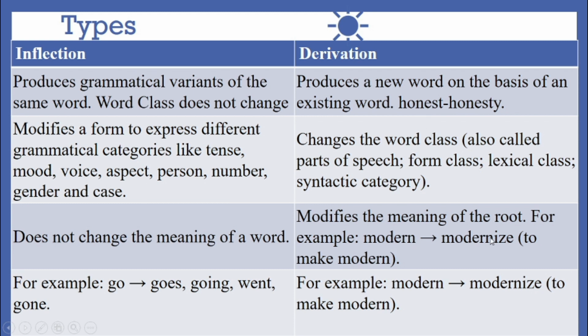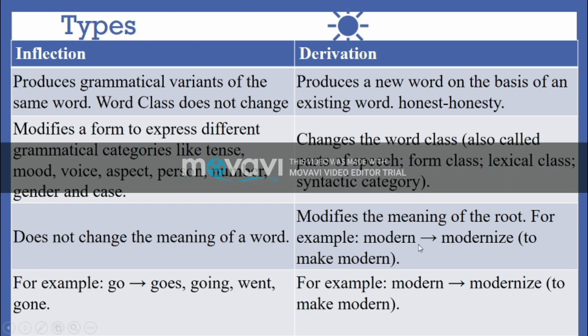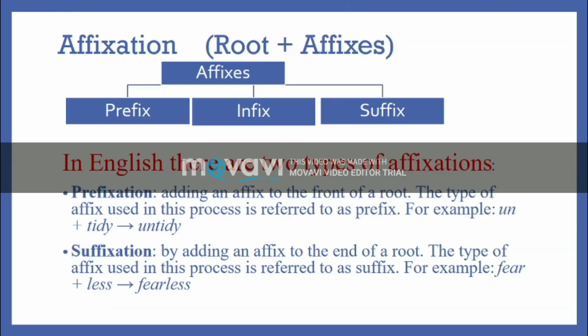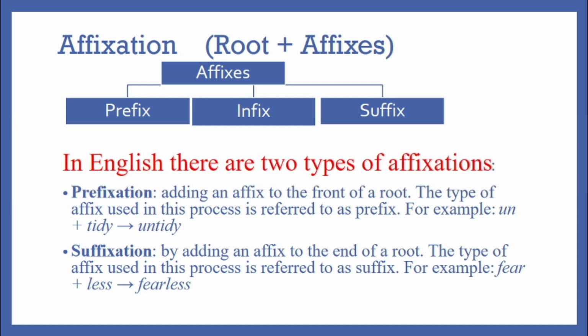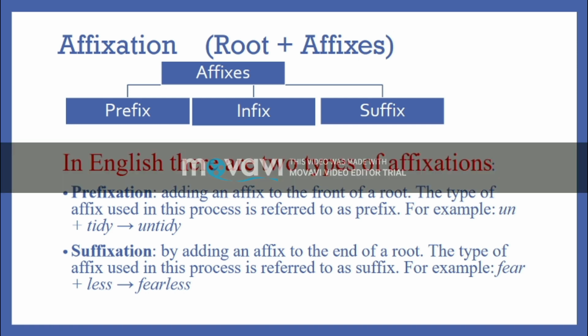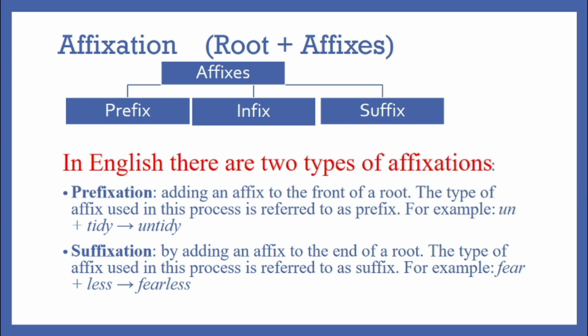For example, in modern and modernize. So in modernize, you have the same word modern, but the meaning of modern in modern is different from the meaning of modern in modernize. To understand word formation processes, we need to understand affixation. In any word, we have two parts, root and affixes. Root is the basic part which has some content meaning, and affixes are extra parts which are added to the root and a new word is produced.